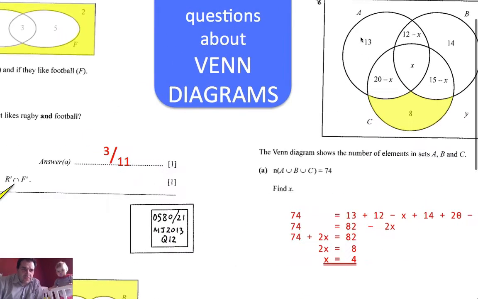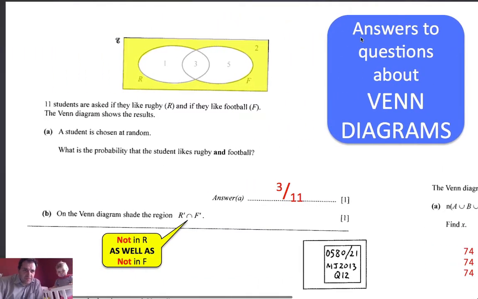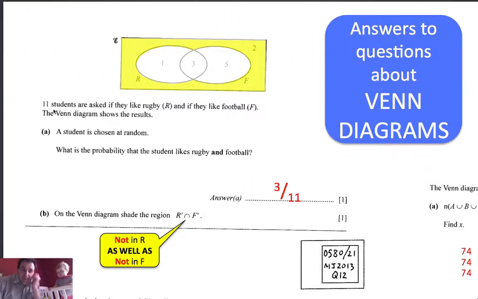And the first question was: 11 students are asked if they like rugby and if they like football. The Venn diagram shows the results. What is the probability that a student at random likes rugby and football? The Venn diagram shows that there are 3 such students that like rugby and football out of a total of 11 in the whole thing, and it tells you 11 here, so it's just 3 out of 11.